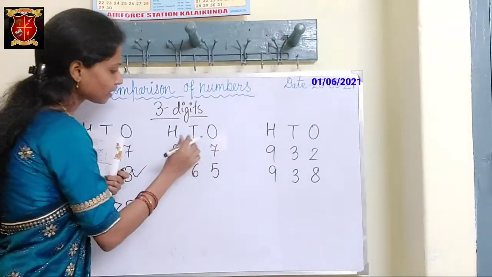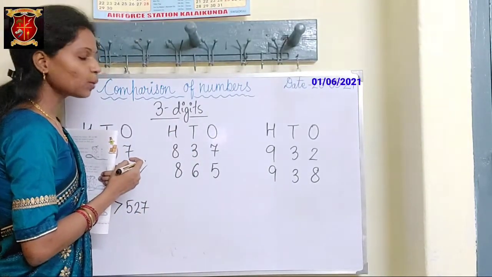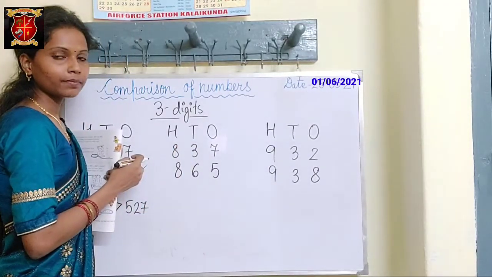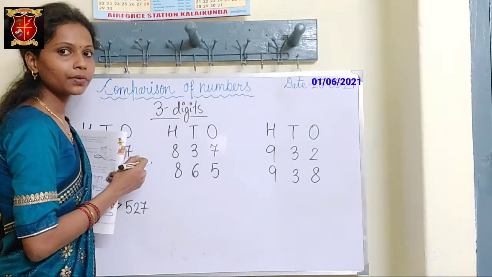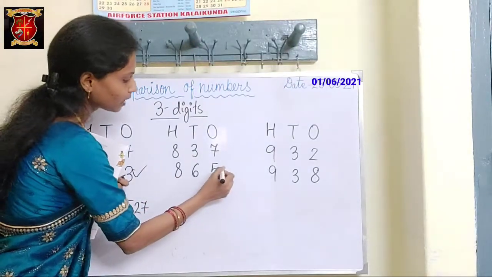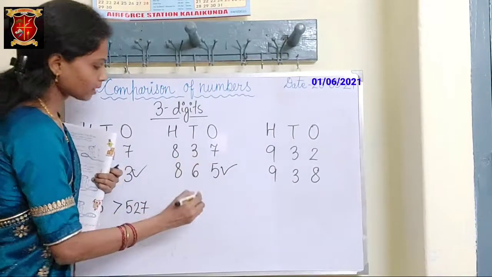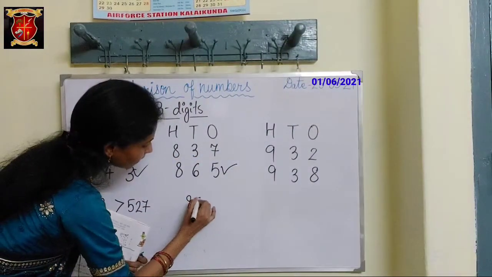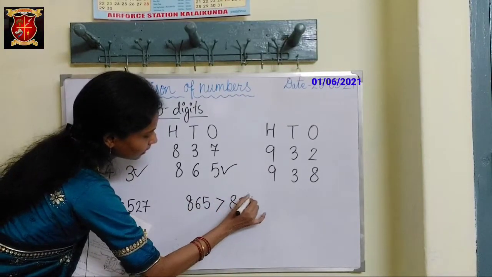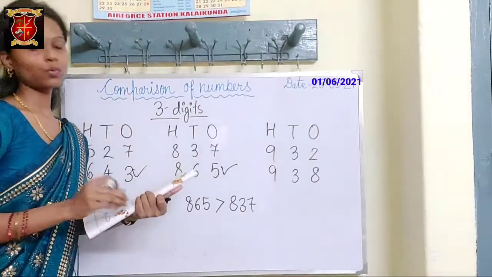Let's see the numbers 3, 6. Okay. Now we have to see which number is greater, 3 or 6. So 6 is greater than 3. So we have got that 865 is greater than 837. Okay, so we will write 865 is greater than 837. Okay, now let's move to the next one.